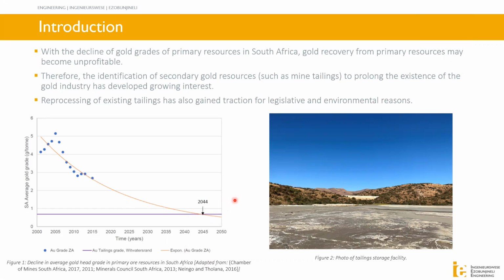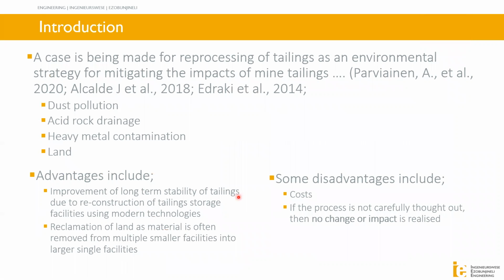Now, other companies are in the business of only processing tailings and doing it profitably. Legislation is also driving reprocessing for environmental reasons. Some of the old tailings storage facilities were previously unlined, and others have been compromised by migration of communities to settle within these regions. So a case is being put forward for reprocessing tailings as an environmental strategy for mitigating negative impacts. Now, in poorly managed tailings, these impacts include dust pollution, acid rock drainage generation, heavy metal contamination, poor land use, and so forth.